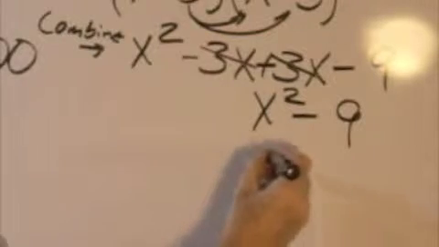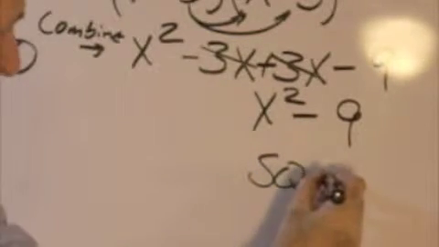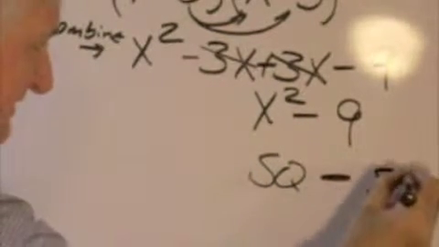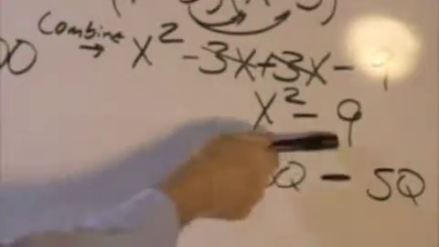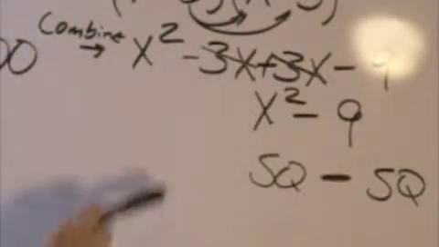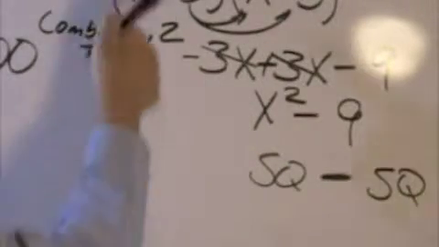That is what is called a square minus a square. 9 is a perfect square of 3 times 3. X squared is x times x. Now, how do you factor a square minus a square? It's simple. You just do this.